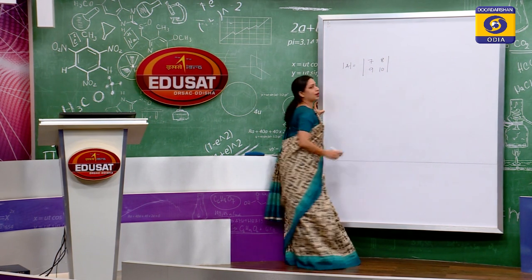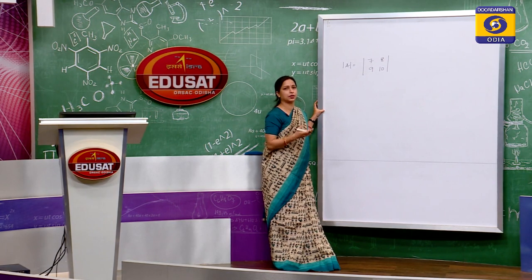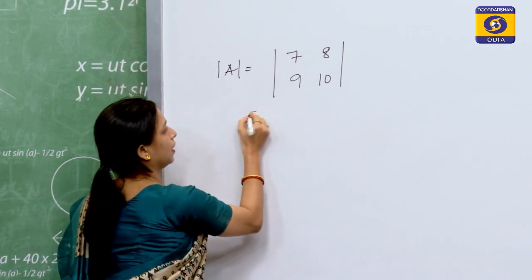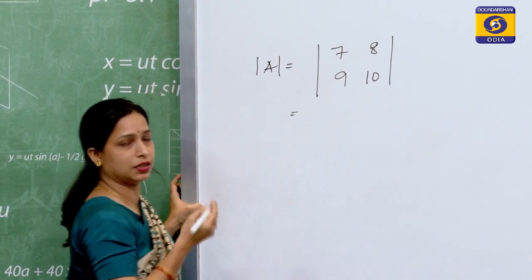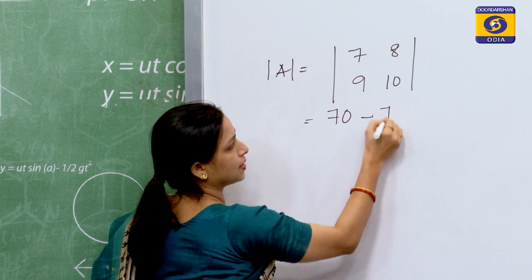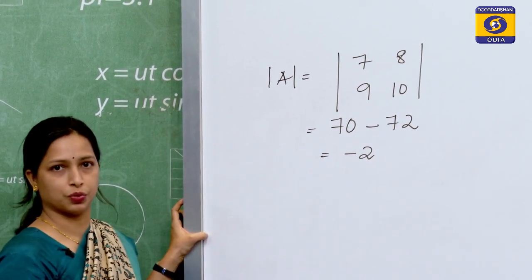Okay. Now, if I have to find out the value of the determinant, we all know how to find the value of a determinant of order 2. We multiply the diagonals and find the difference, and that is the value of the determinant. So, this is 70 minus 72, 8 into 9 is 72. So, the value is minus 2, right.